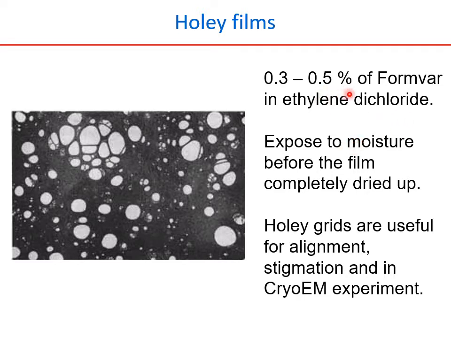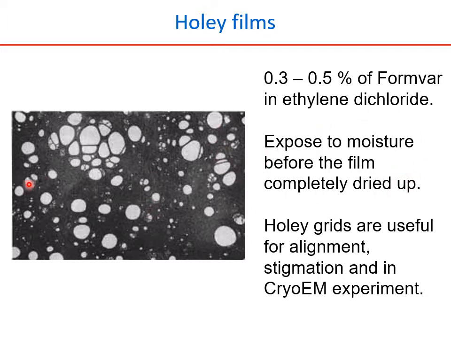Now if you expose this Formvar dissolved in dichloride to the fumes of the water vapors, that will be enough to create the holes. So we take the microscope slide, dip it into the Formvar dissolved in ethylene dichloride, and before it completely evaporates, we swipe the slide only once onto the moisture and then let it dry. It doesn't have to stay in the moisture too long.